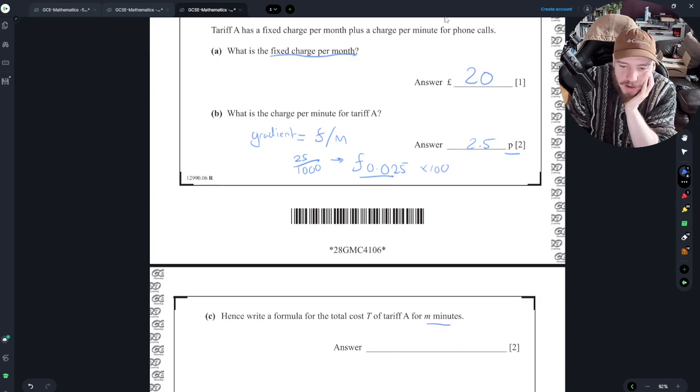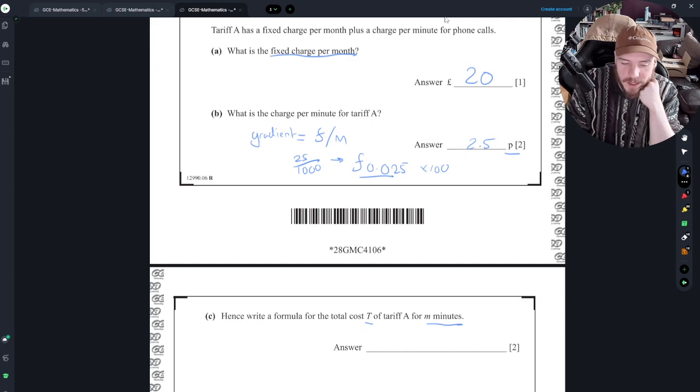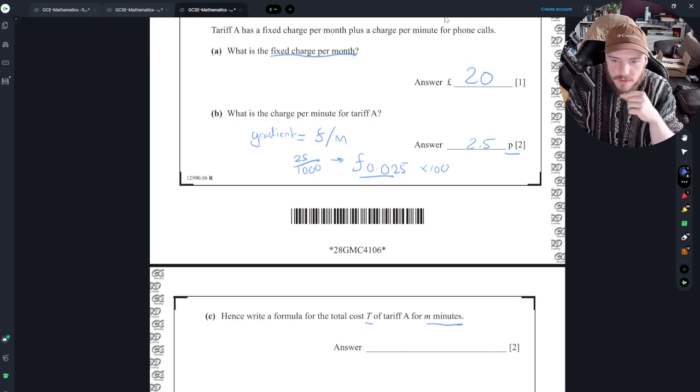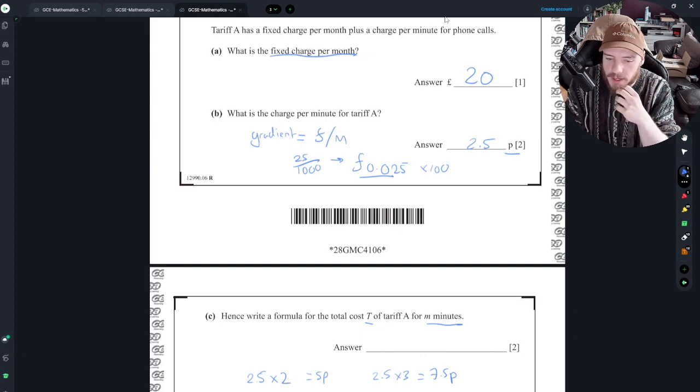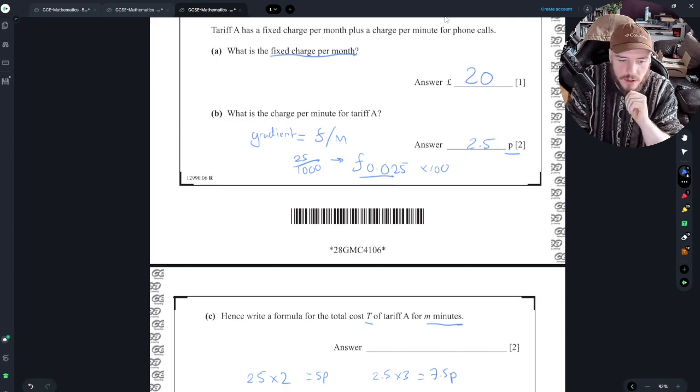So how do I explain this concept? They're looking for us to include m minutes. So how much would it cost us for 2 minutes? Well, it'd be 2.5p multiplied by 2, wouldn't it? So that would be 5p. What if it was 3 minutes? Well, it's 2.5 multiplied by 3, isn't it? Which would be 7.5p.